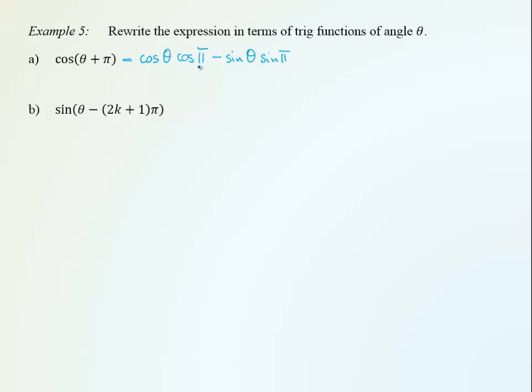But then cosine of pi, we know that's a quadrantal angle. What's cosine of pi? Well, it's negative 1. What's sine of pi? That's 0. Therefore, we end up with negative cosine theta. And the 0 times anything is 0. So that's the final answer.